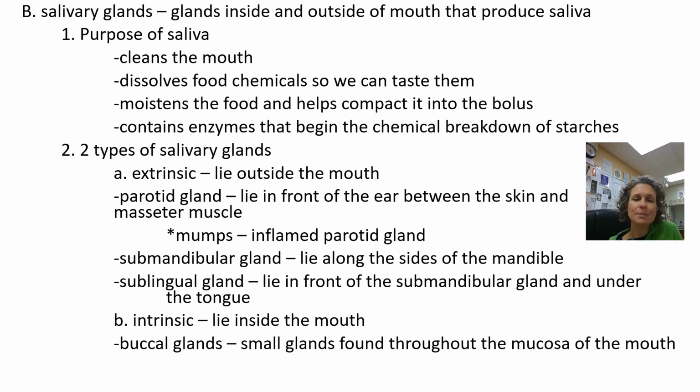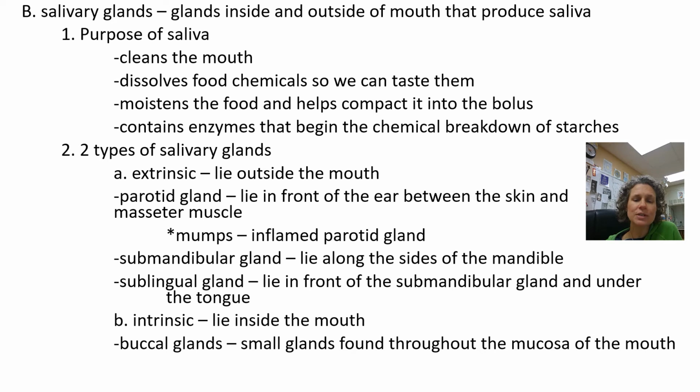The submandibular gland lies along the side of your mandible. So this is the one that's over on both sides. Actually, your parotid gland is also. And then your sublingual gland. This is in front of the submandibular gland and under your tongue. Gleeking, if you have ever heard that highly technical term. Some people can raise your tongue up and gleek. That's coming out of your sublingual gland.